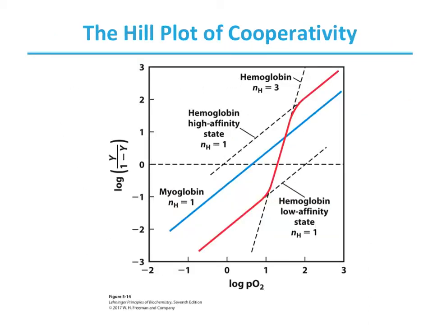So this shows you the Hill plot of myoglobin and hemoglobin. So for myoglobin across the range of pressures of oxygen, there's no cooperativity, but for hemoglobin, in the high affinity state, there is a cooperativity where nH equals 3.